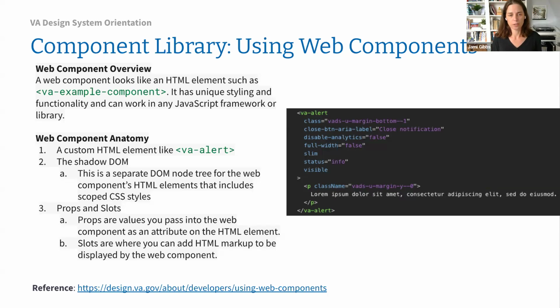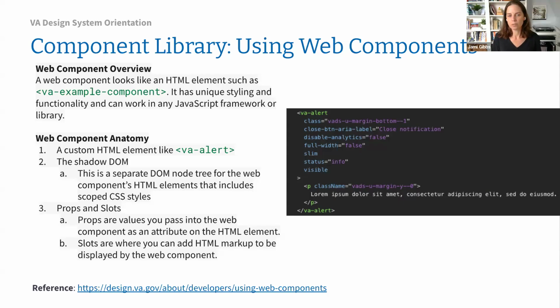With that said, here's a really high level anatomy of a web component. So as I mentioned here, we have va-alert, which is a custom HTML element. The web component also has a shadow DOM. This is a separate DOM node tree that includes scoped CSS styles. And essentially what that means is that any internal styles of the web component stay internal, any external styles stay external. And so there is this scoped nature of web components that keeps it fairly contained as it relates to styling. And the web components also have properties and slots.